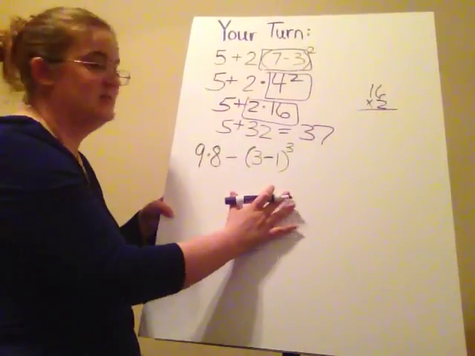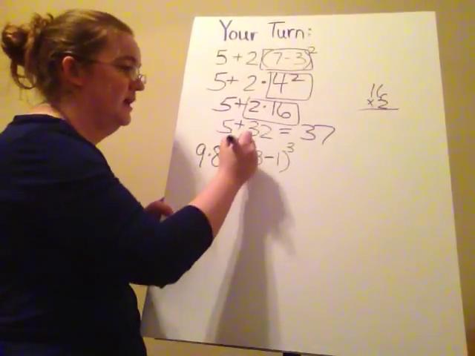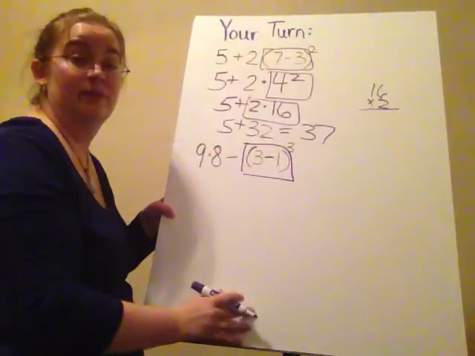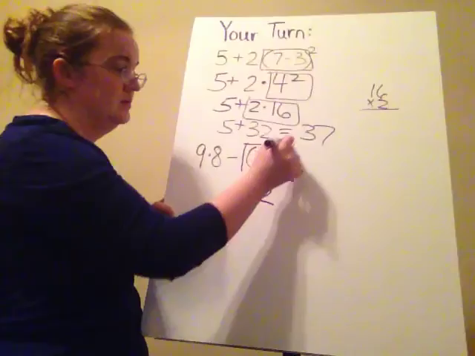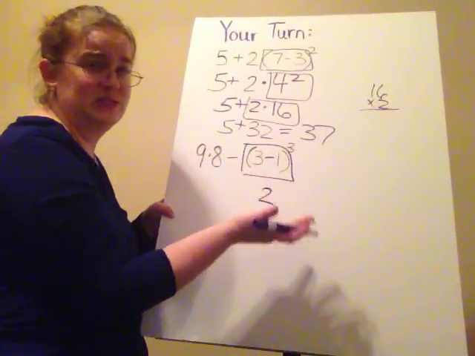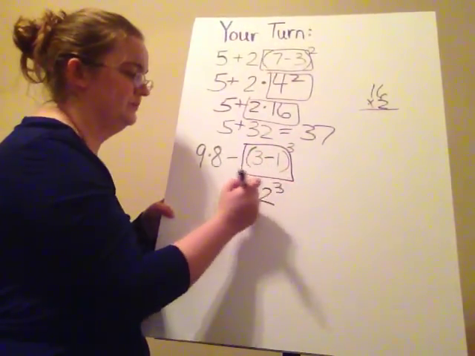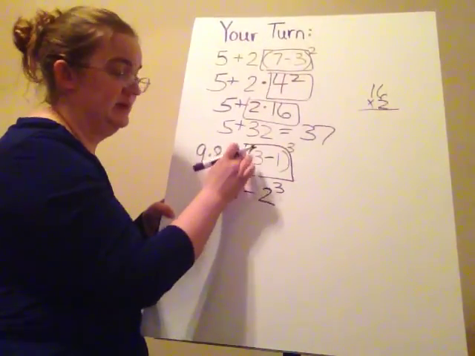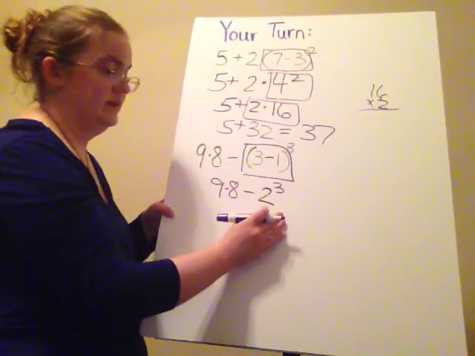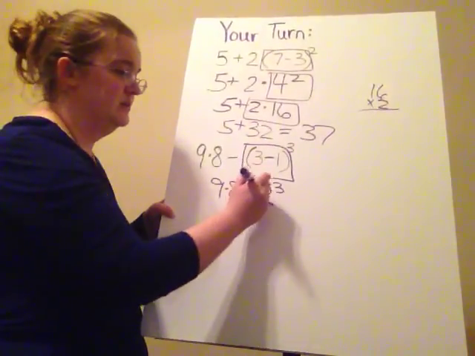Again, starting with grouping symbols. My grouping symbols, I have one set of parentheses. I'm going to go ahead and do 3 minus 1, which is 2. The 3 was outside the parentheses, so it was outside my box. Bring down what I haven't used. This time I didn't have a number in front of that. Okay. Next step, deal with exponents.